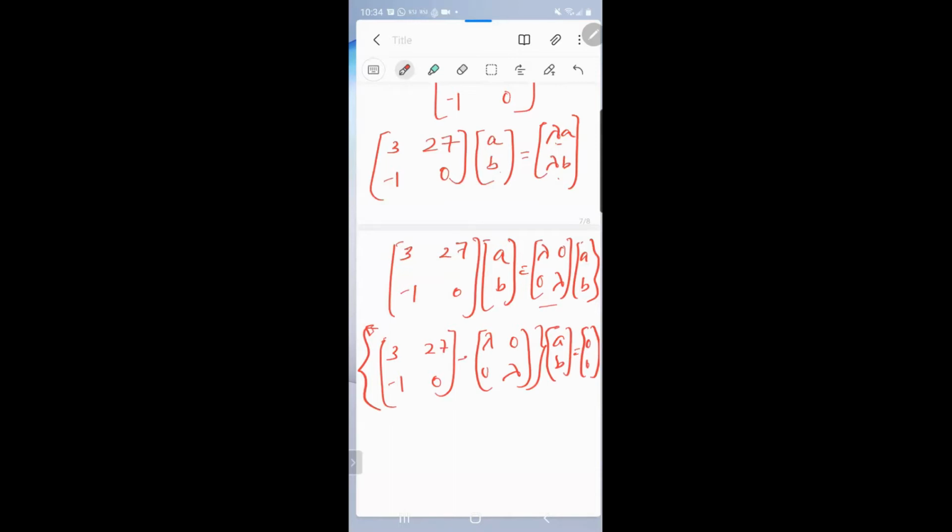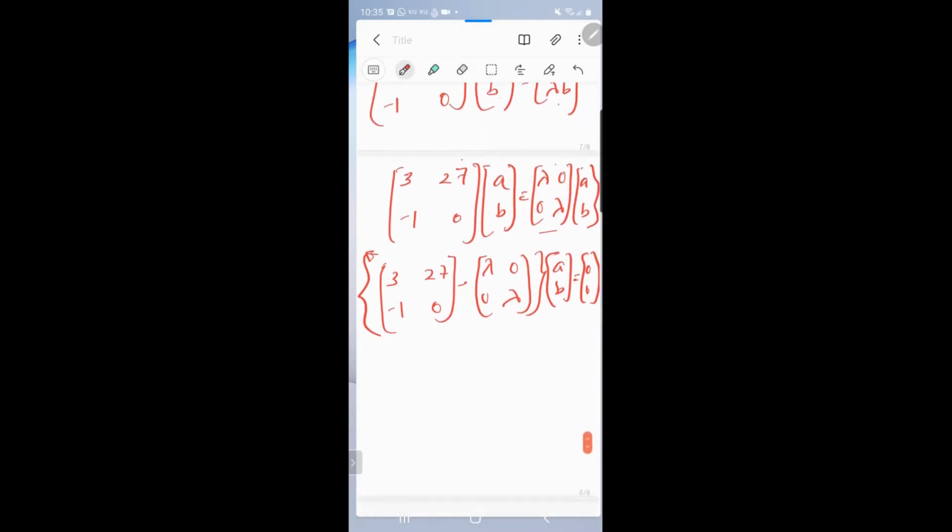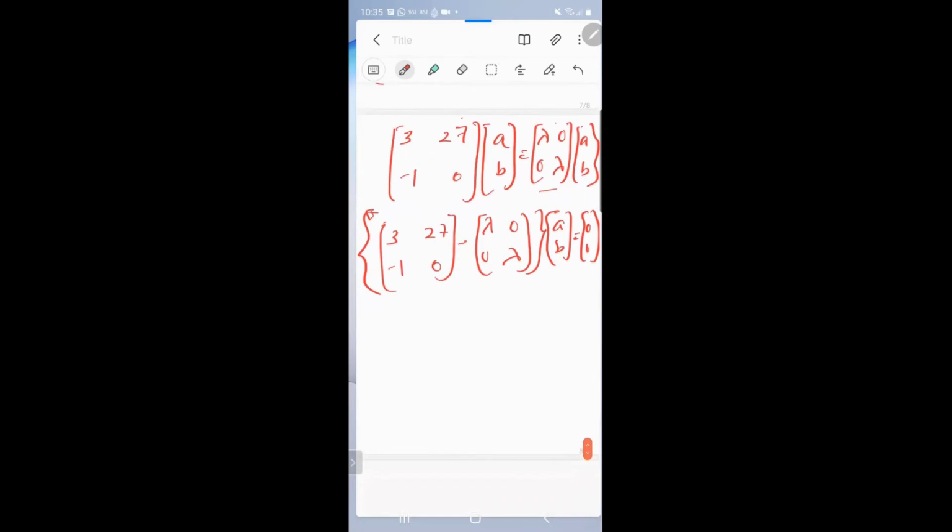All I did is the same as some basic math that you do, like ax equal to 4. So that means ax minus 4 equal to 0. Same kind of idea. I just transferred this matrix from the right side of the equation to the left side. Now this results in 3 minus lambda, 27, minus 1, minus lambda.